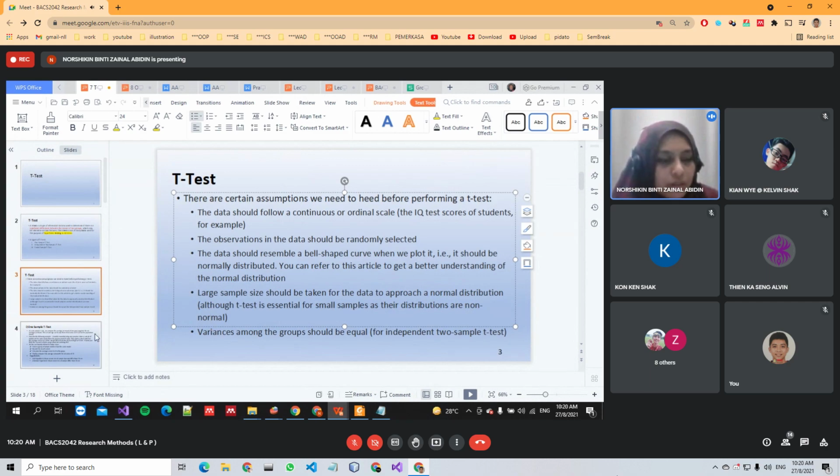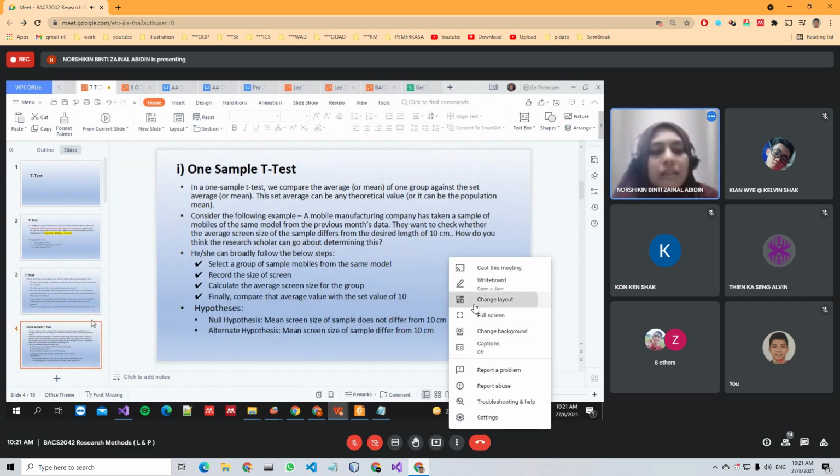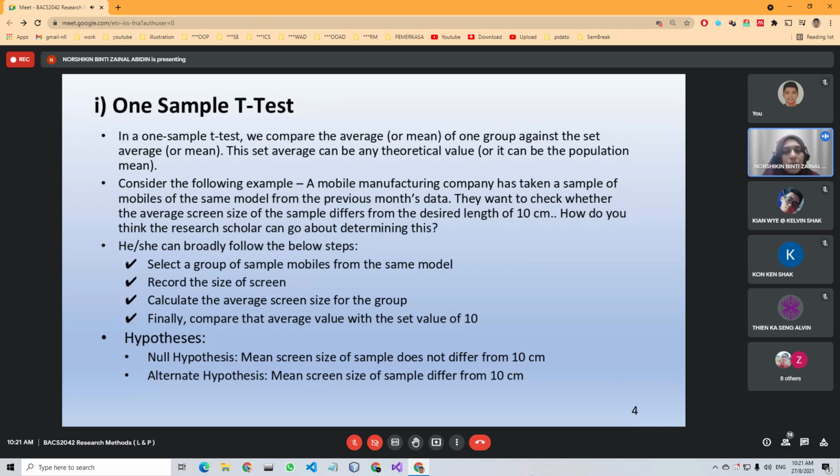Now we will see the difference between these three: one sample t-test, independent two sample t-test, as well as the paired sample t-test. The first one is this one. In one sample t-test we compare the average or mean of one group against a set average. We test to determine whether the unknown population mean is different from a specific value. This average can be a theoretical value or a population mean.